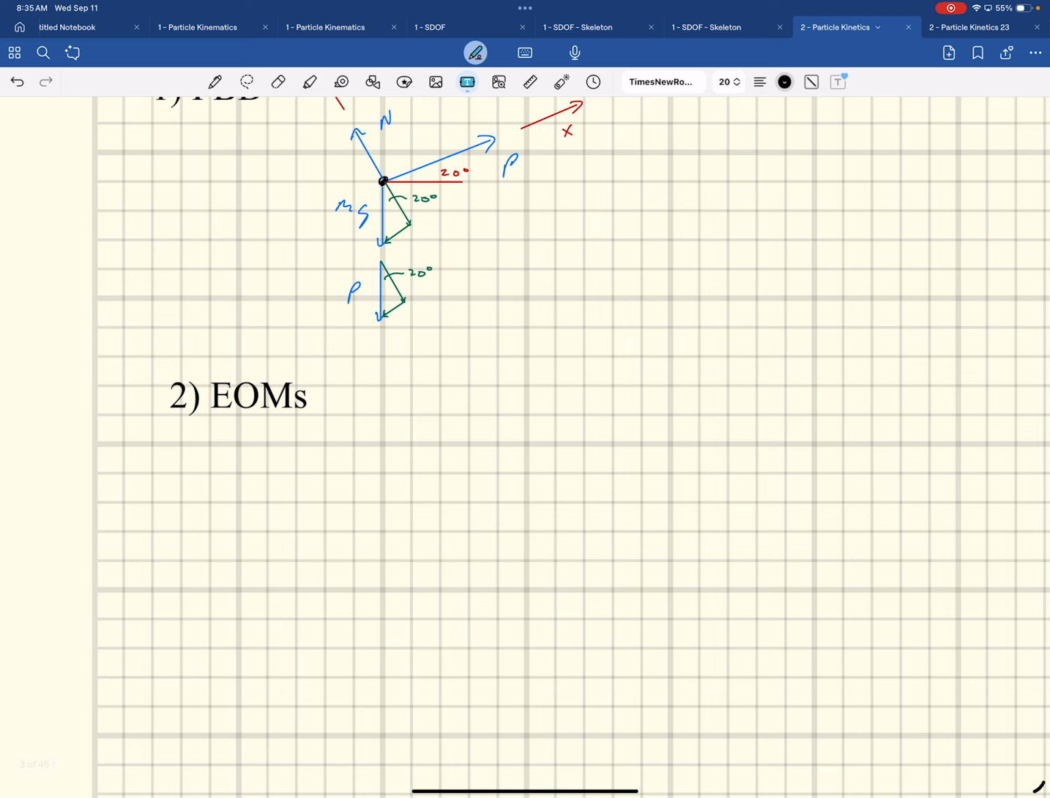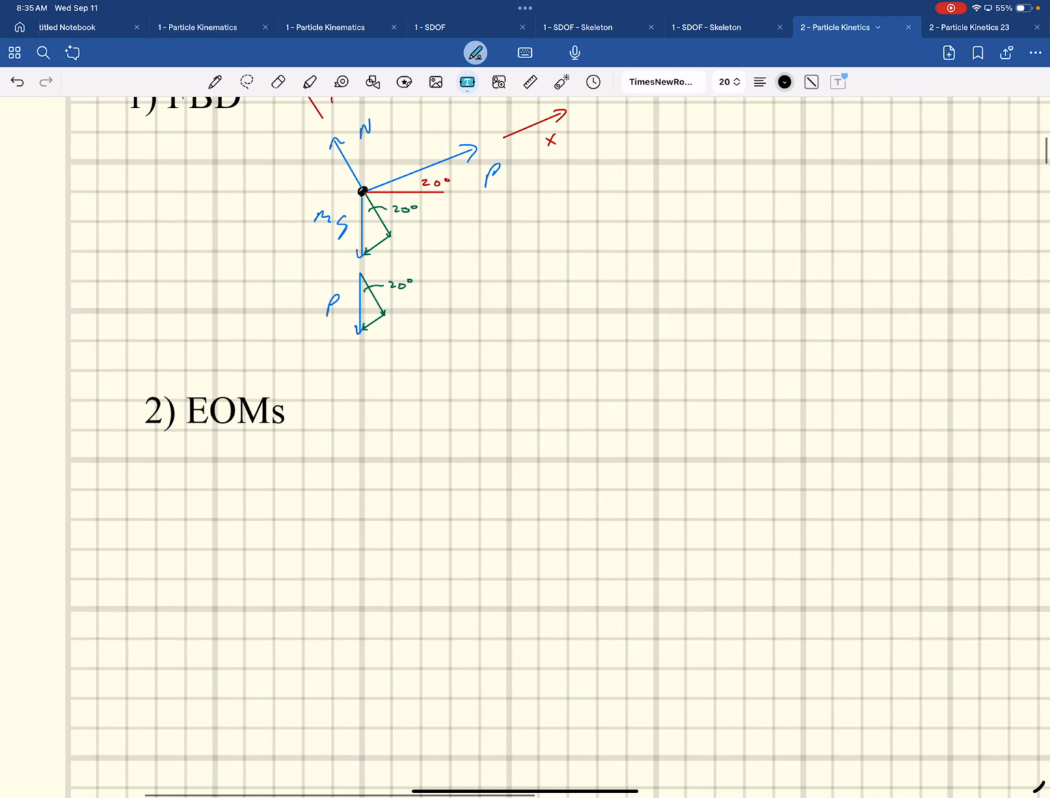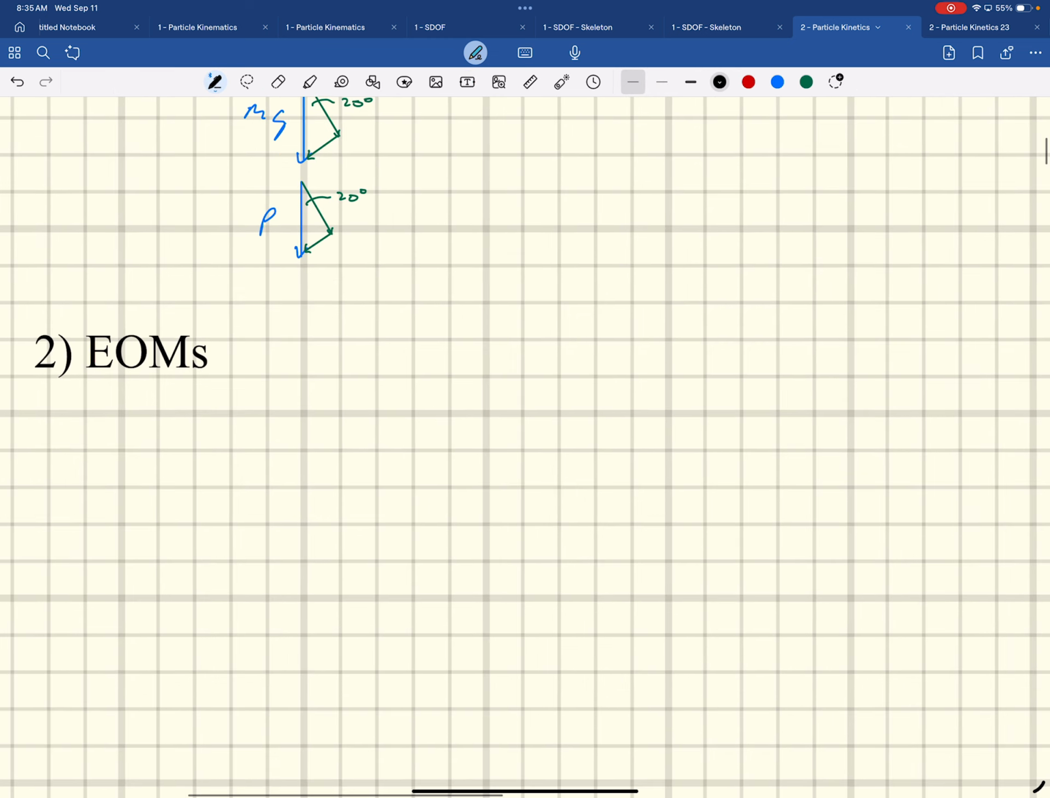And we have the sum of the forces. It's only a 2D problem, so we're just going to have the sum of the forces in the x and the y direction. Sum of the forces in the x.